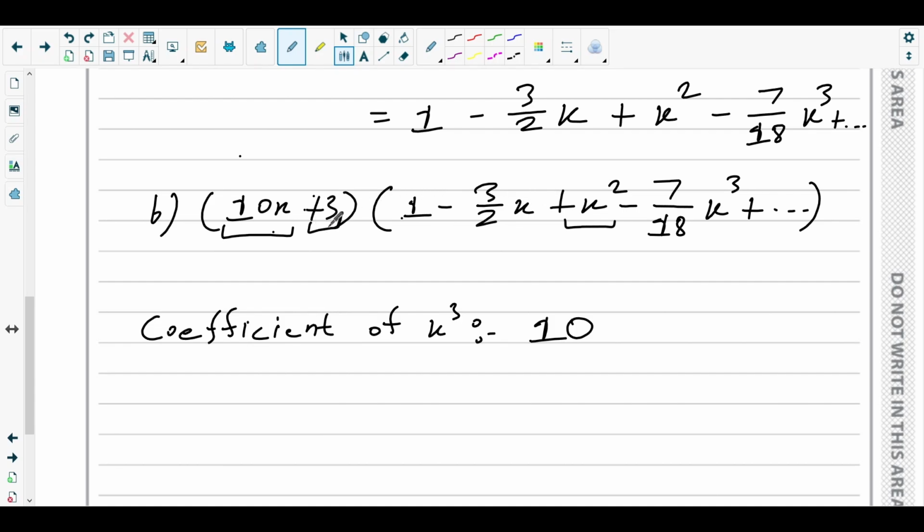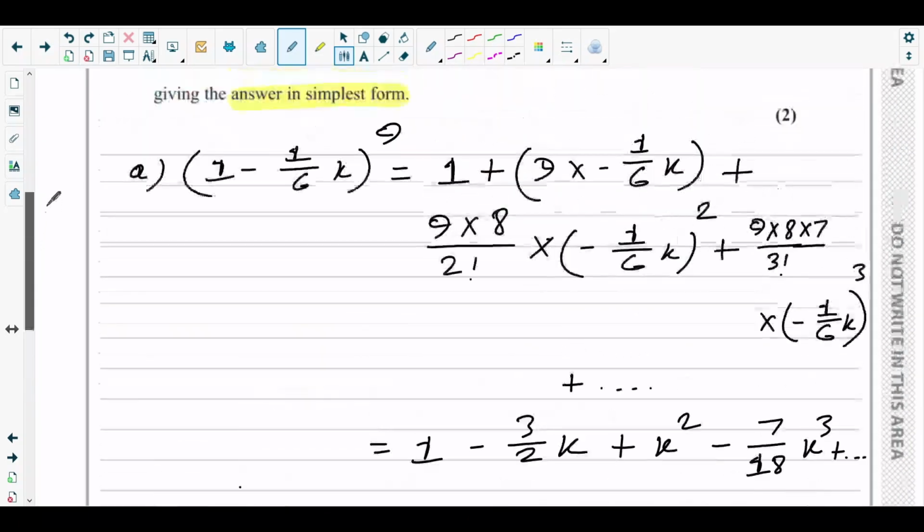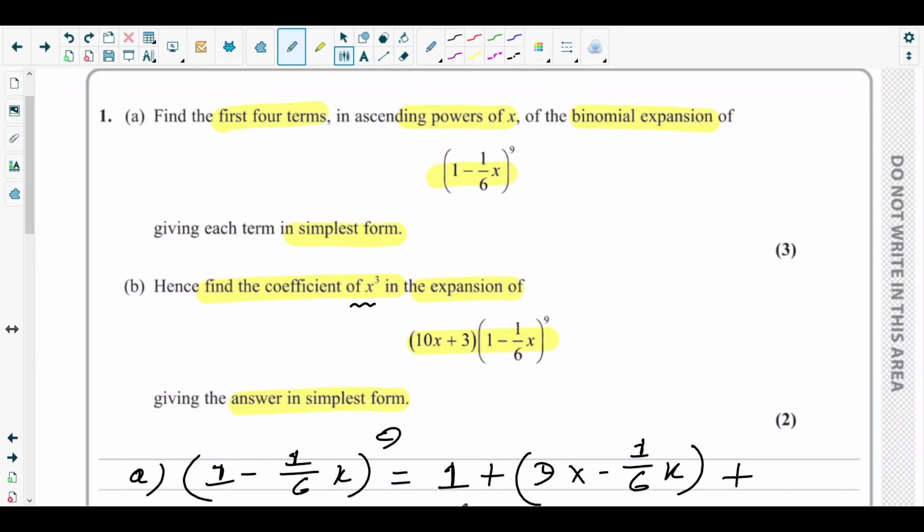Then which other multiplication will give you x cubed? 3 times negative 7 over 18, right? So plus 3 times negative 7 over 18, that's it. Now add them up to get the coefficient of x cubed. So 10 minus 7 over 6 gives you 53 over 6. So the coefficient of x cubed is 53 over 6, and that's what part B of question number 1 asked for.